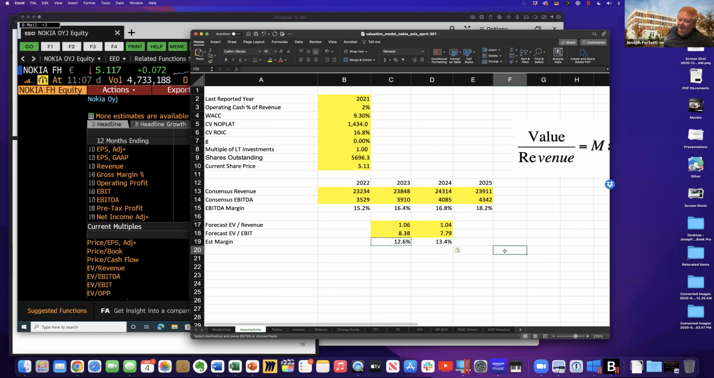13.4. So what I know is, based on the trading multiples, somewhere between 12.6 and 13.4 is what these analysts have to be using for their perpetuity EBIT margins. That's the only way that those trading multiples make sense. Okay, that's what the math tells me.